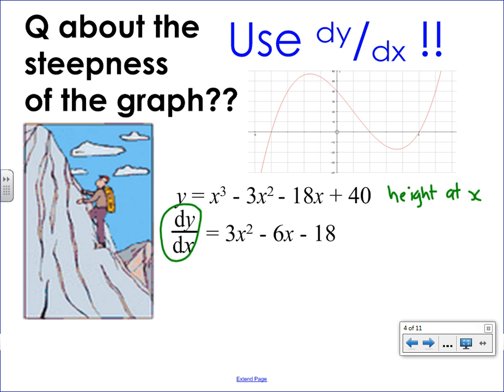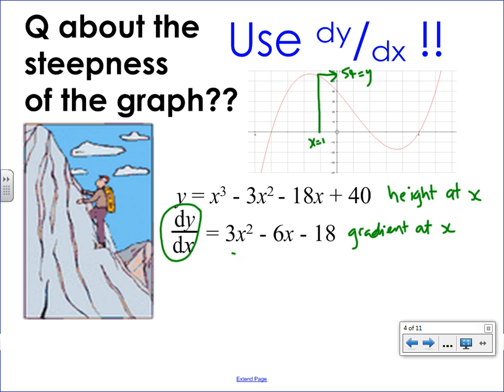So that's the change in y over the change in x, the gradient. That's how we find gradient. So this is the gradient function, and this is the gradient at x. In the same way that the height changes depending on what x is, the gradient changes depending on what x is. So we just asked what's the height when x is minus 1, and we got 54. We said x is minus 1, we found out that y was 54.